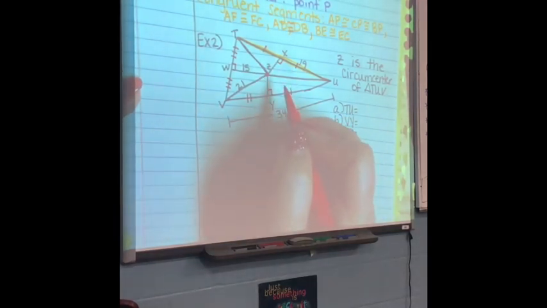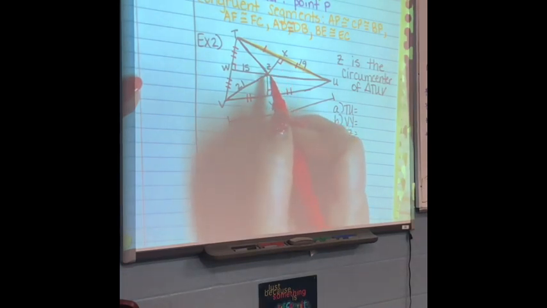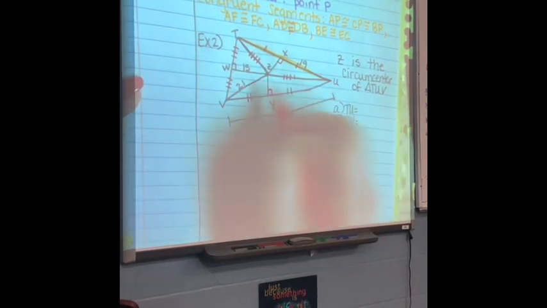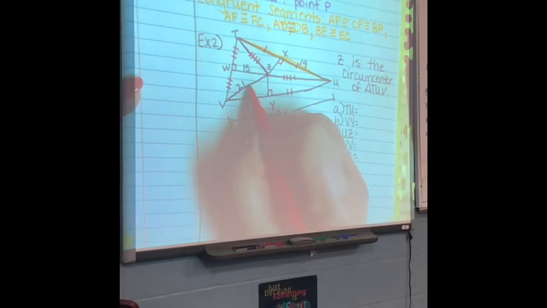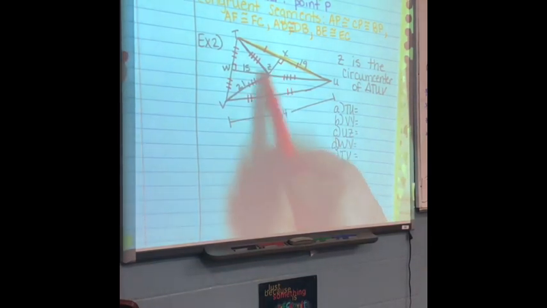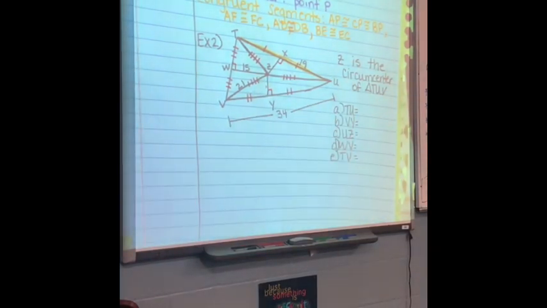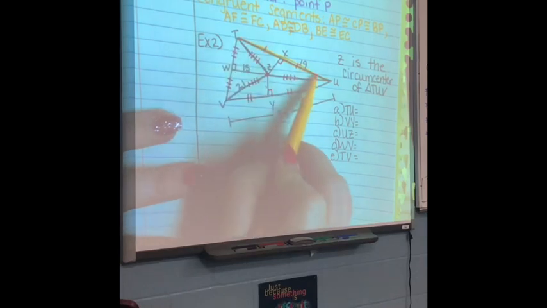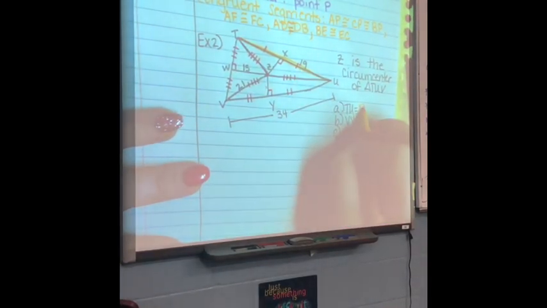Not the perpendicular bisectors. The lines that go to the vertices. So those aren't the perpendicular bisectors. All right, these three are congruent, right? Does everybody understand that? Okay. All right, so now looking at it, if I know that this one's 19, how can I find TU? 19 times 2, which is 38.